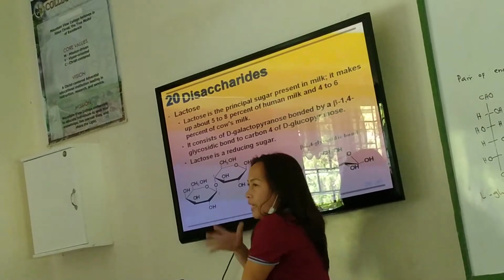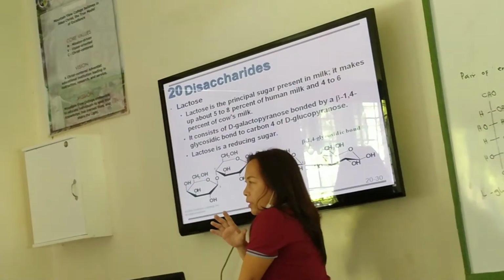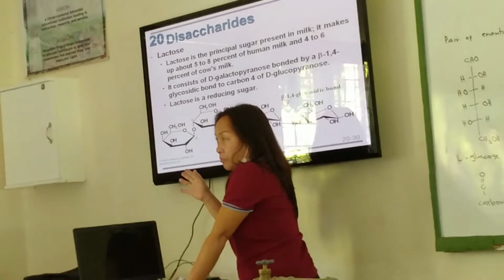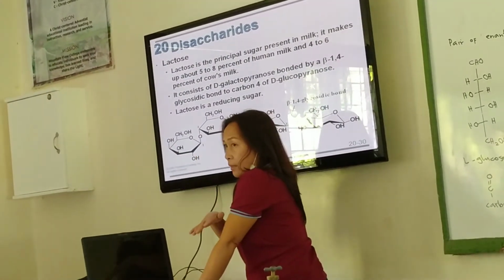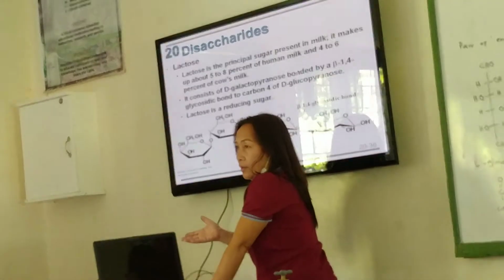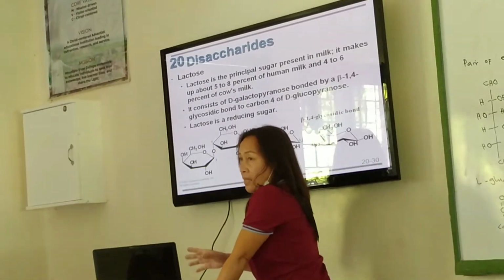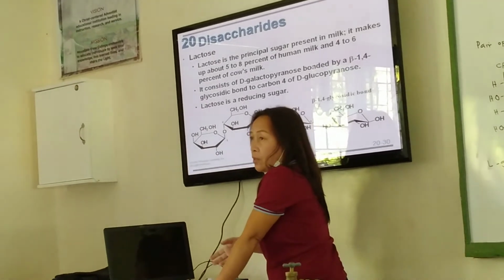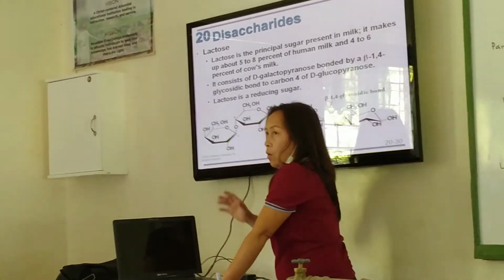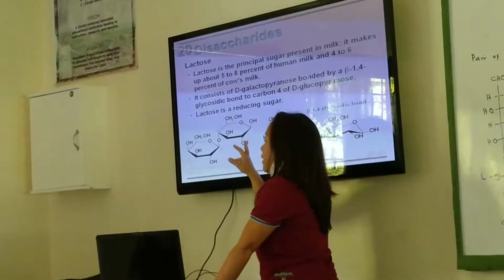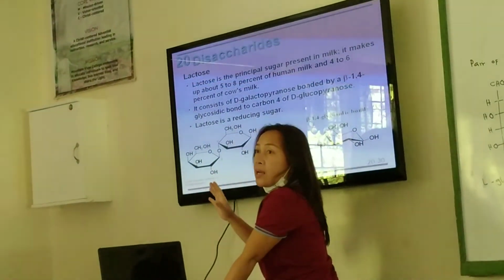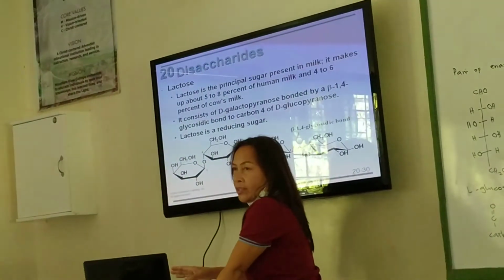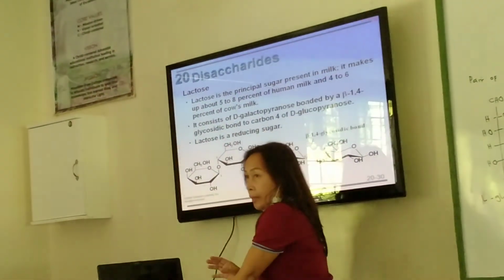But whether it's reducing or non-reducing, the acetal group is not the basis. It is not used as a basis to identify whether it's reducing or non-reducing. So what we're looking at here is the free hemiacetal group that will help identify whether the carbohydrate is reducing or non-reducing.